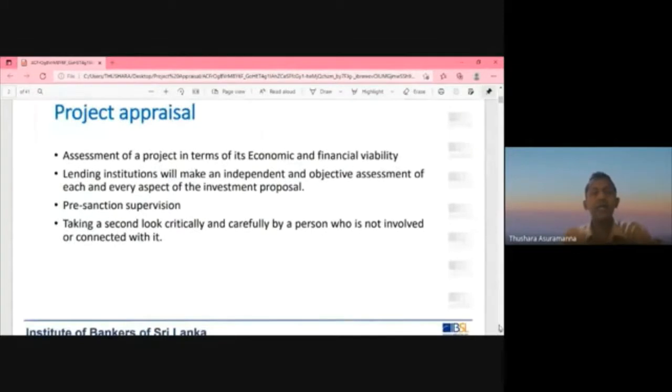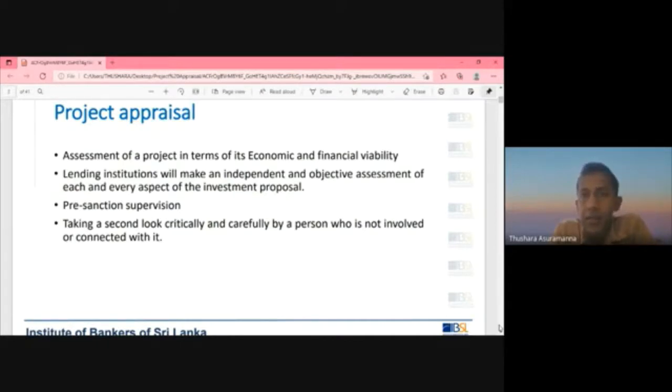Right, these are the areas that we try to understand through the project appraisal. So, assessment of the project in terms of economic and financial viability. I will explain after going through these four lines. Lending institutions will make an independent and objective assessment of each and every aspect of the investment proposal. Pre-sanction supervision: taking a second look critically and carefully by a person who is not involved or connected with it.